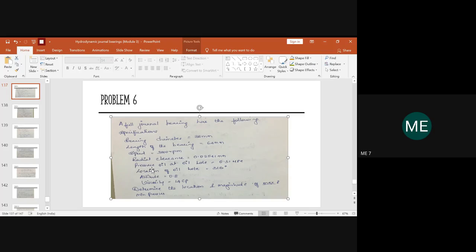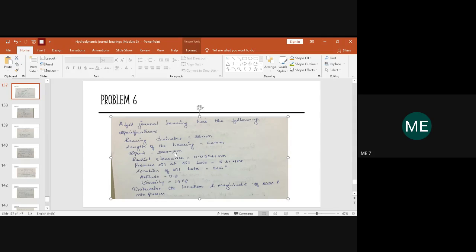0.02541, and then the pressure at the oil hole, where you are supplying the oil, is given as 0.31 megapascal. The angle of the location of the oil hole in the given full journal bearing is also given as 315 degrees. Please note it down, 315 degrees. The attitude or eccentricity ratio is given as 0.8. Here the viscosity, the mu value of the given lubricant, is 14 centipoise. So this is the given data.